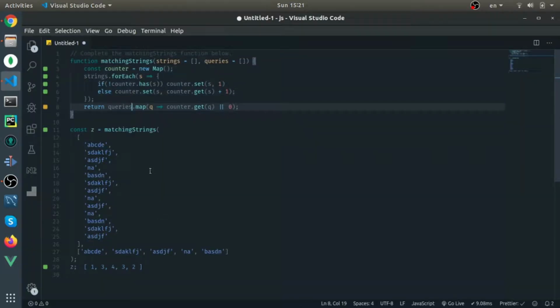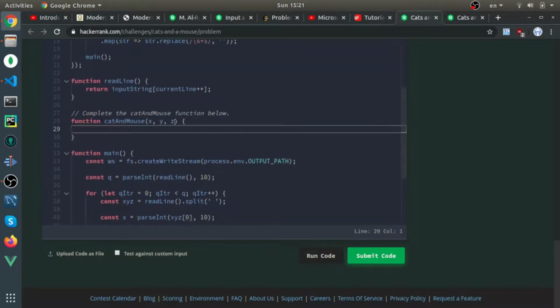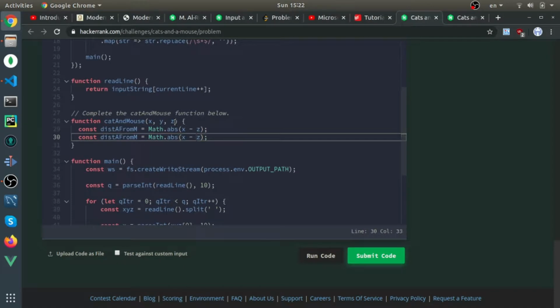I'll remove all of this, and I will just put it here. So first thing to calculate is the distance a, of cat A from m, which is the location of the mouse. I will just use the absolute function to not worry about negative and positive values. So I will just subtract the position of the first cat, which is x, from z, which is the position of the mouse. This is how you calculate the distance from point to point on the x-axis.